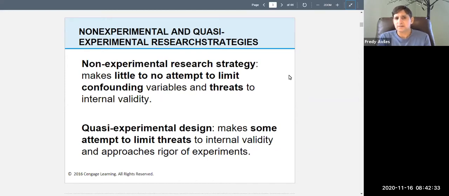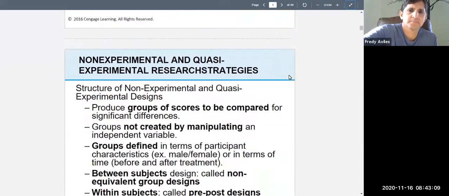Quasi-experimental designs are a little bit different. They attempt to limit some of the threats to internal validity, some of the threats to cause and effect, and may approach the rigor of experiments. So quasi-experimental designs are a little bit more like experiments. Some things are done for these designs to make them more like experiments, but they're not really true experiments. And with non-experimental designs, you really don't try to do much at all to minimize the threats to internal validity. And we'll talk about these.